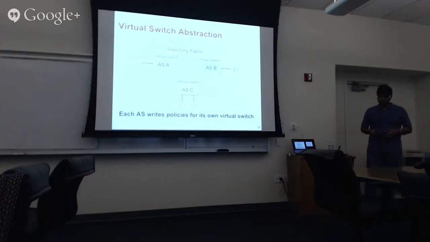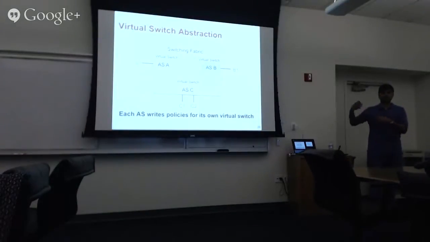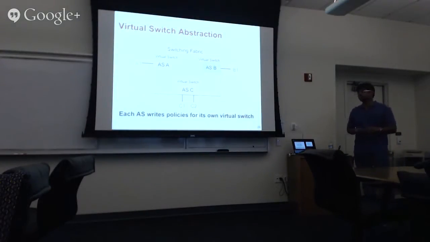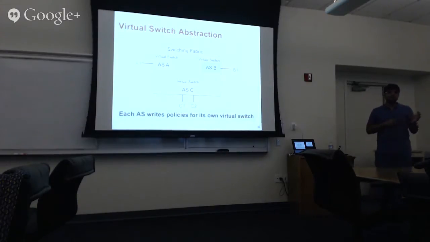This basically ensures that all of these participants can express policies independently, and AS B is not going to look at what policies are expressed for the virtual switch of AS A. So there is privacy of the policies too. And at the same time, we are solving this problem of conflict by following the natural order in which a packet traverses the exchange point.